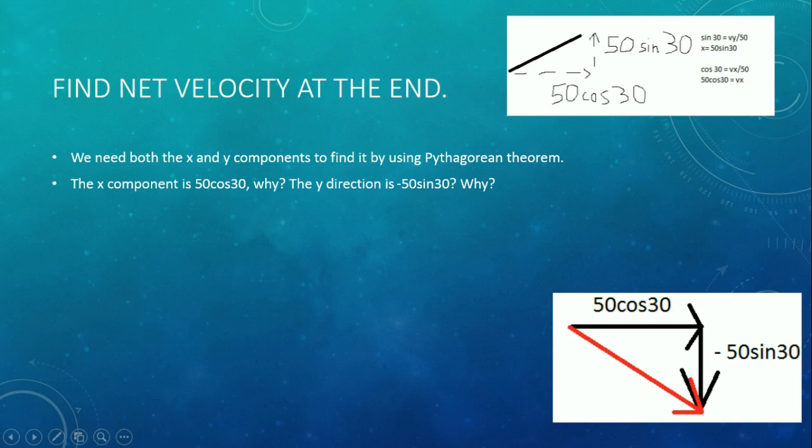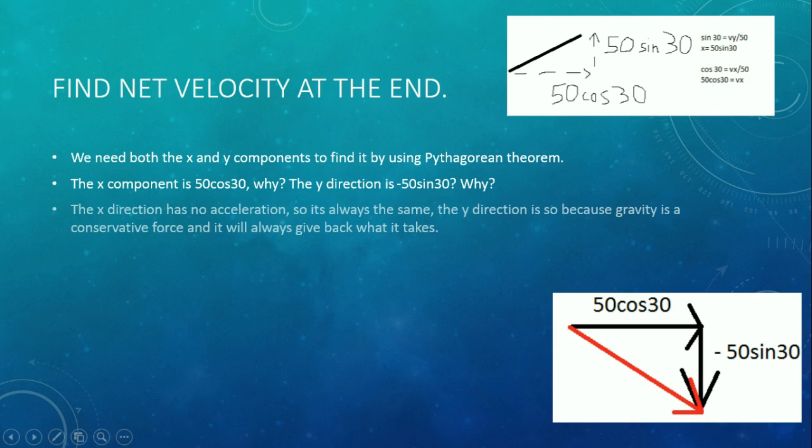So the x component is 50 cosine 30. The y direction is negative sine 30. And why is this true for both of them? So just look back and think about it. And if you don't know, just listen in. So basically, 50 cosine 30 was the initial velocity. And since there's no acceleration in the x, it's always the same. So even at the end, it's the same.